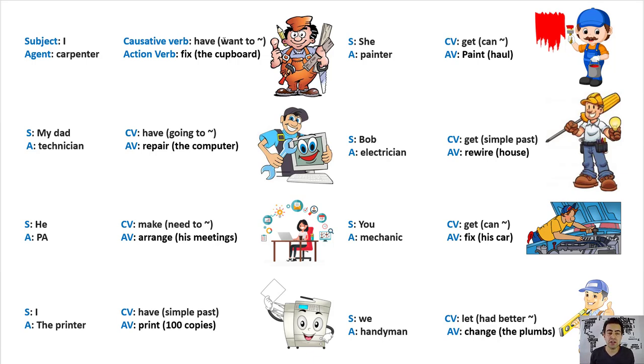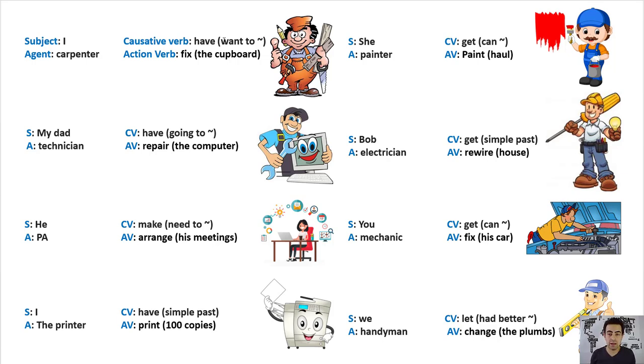So who is the agent? Obviously, you can see the agent is a carpenter. And what is the carpenter gonna do for you? Fix something. What? Fix the cupboard. Okay, so you can just follow the prompts and make sentences in this structure. Also the next one, you can see the subject is my dad, and the causative verb is have again. The agent is a technician, and the technician is gonna repair the computer. So that's the action verb. You can see all of them.